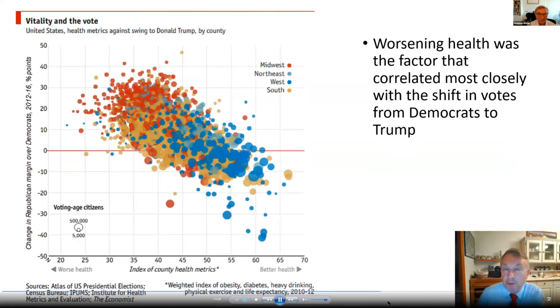Now, of course, there will be some people who say that health should keep out of politics, but the two are intrinsically associated. And there's now a growing body of work showing that it is worsening health that is a driver of populist politics. Here's an example from the United States. It was the factor most closely correlated with shifts in votes from the Democrats to Donald Trump. And of course, that means that that is then creating the fertile ground for racism, for xenophobia, for anti-migrant sentiment, and so on. So deteriorating health is a driving force in many of the political attitudes we're seeing.